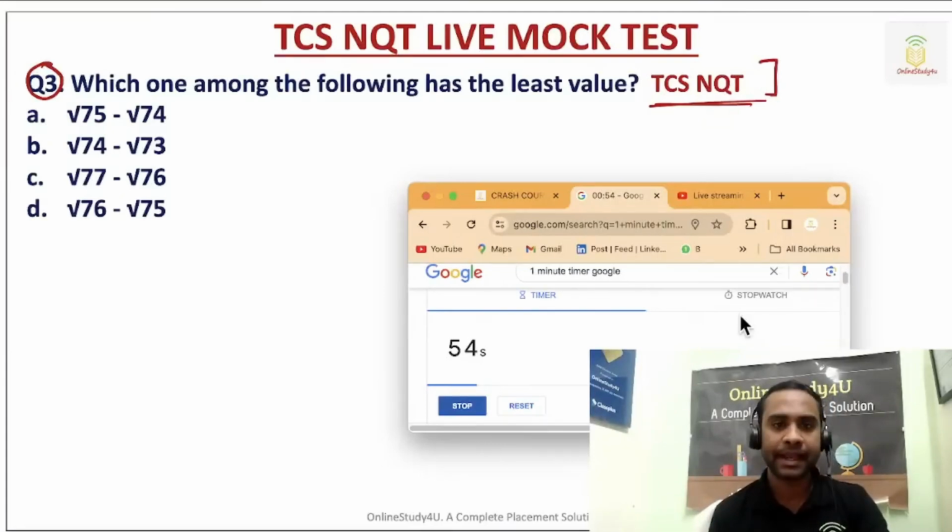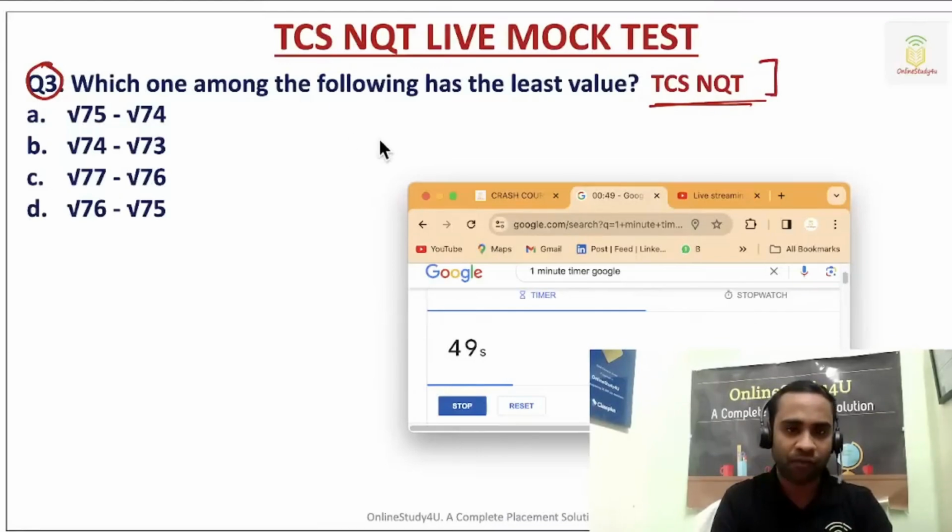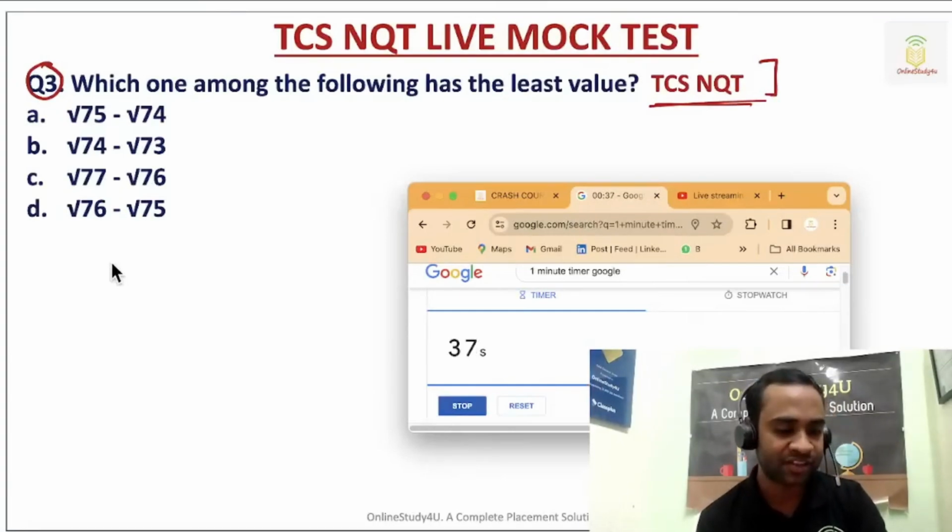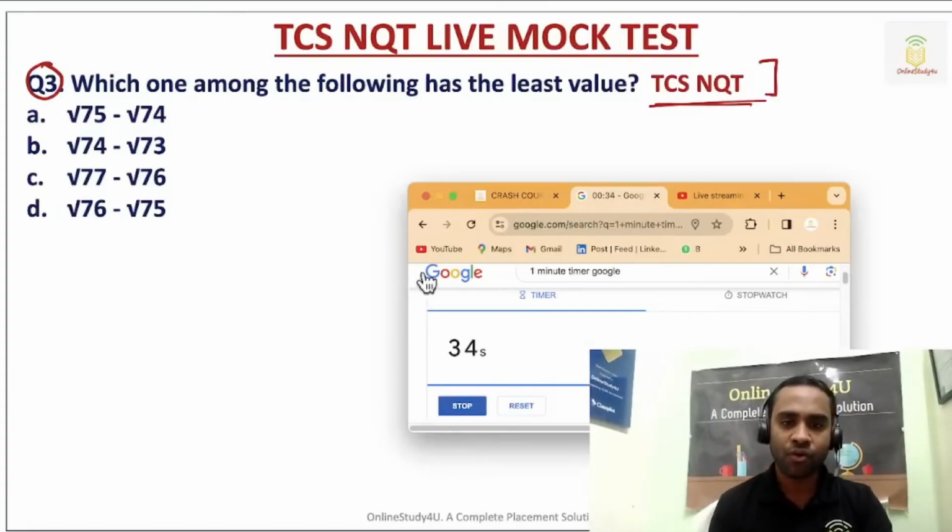Which one among the following has the least value? I will give you the hints. Please rationalize and solve. You have to rationalize here, that means you have to multiply and divide by the plus values. Somebody has answered option C. Let us see what the correct answer is.